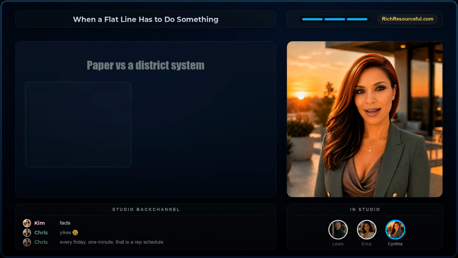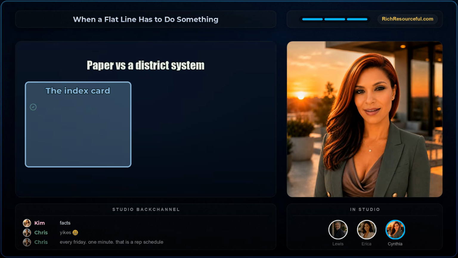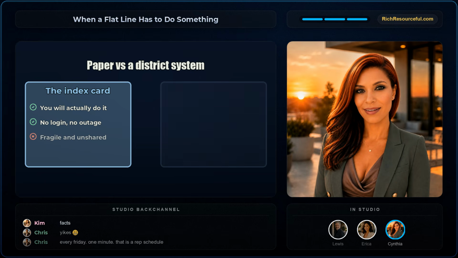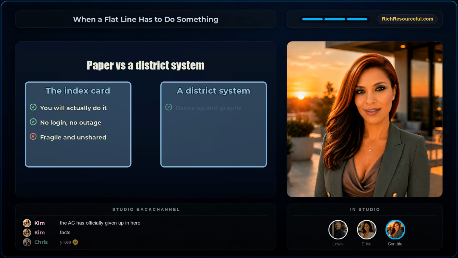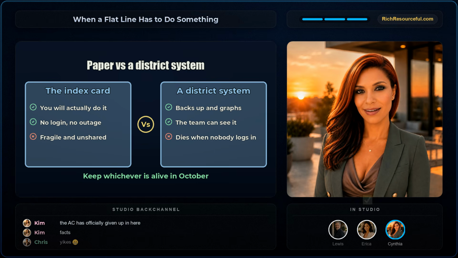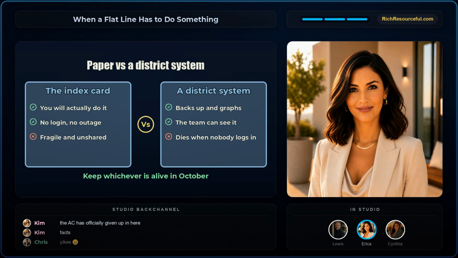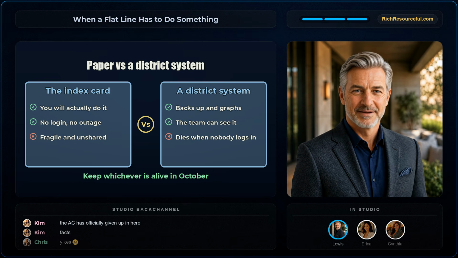Lewis, this is where I'd push back on our own method. Put the index card next to a district system. The card wins on one thing: you will actually do it. It's fragile and unshared. The system backs up and graphs, and the team can see it until the week it dies because nobody logs in. That trade is the real fork, and neither side is free. Keep whichever one is alive in October. That is the whole test.